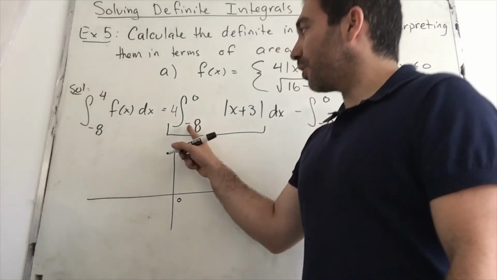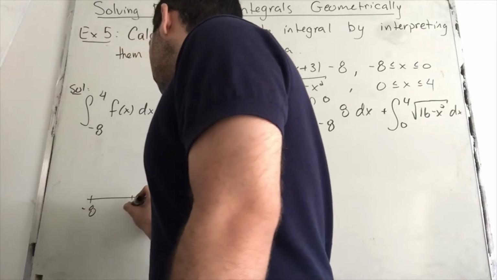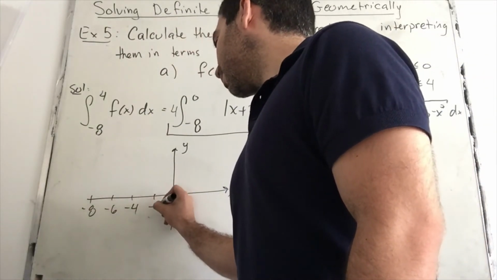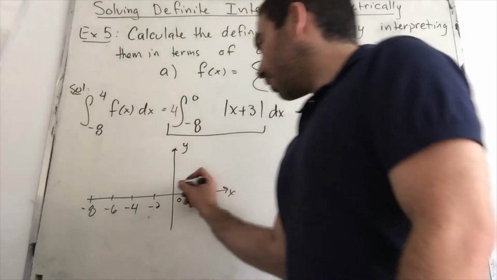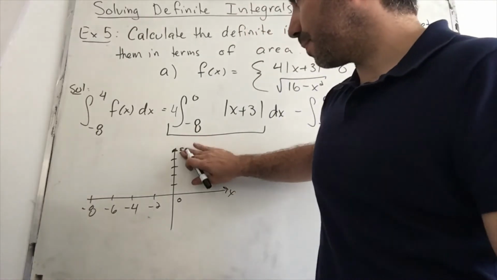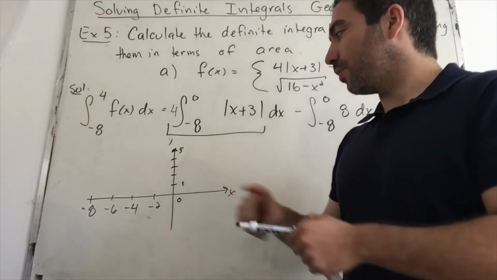This is 0. It's on the interval from -8 to 0, so we have -8 over here around. This would be -4. This would be -6. This would be -2. 1, 2, 3, 4, 5. The top here is 5. The scale on the y goes up by 1, so 1, 2, 3, 4, 5.